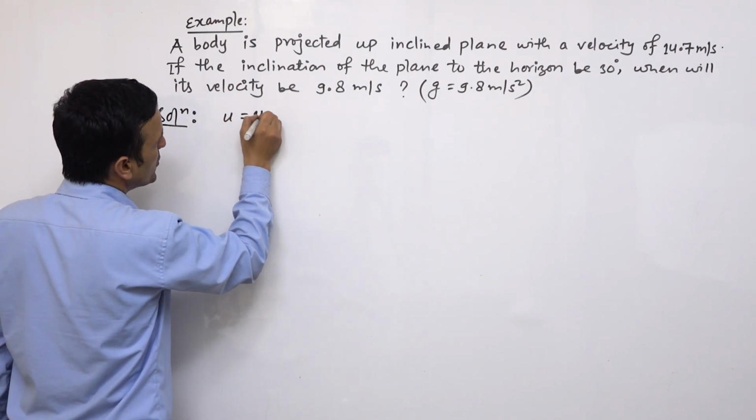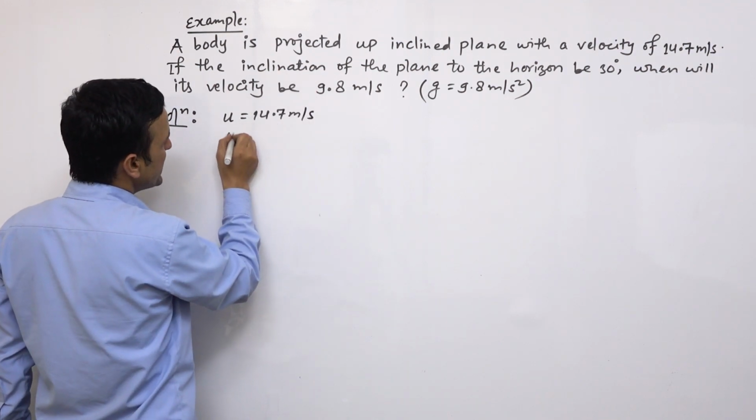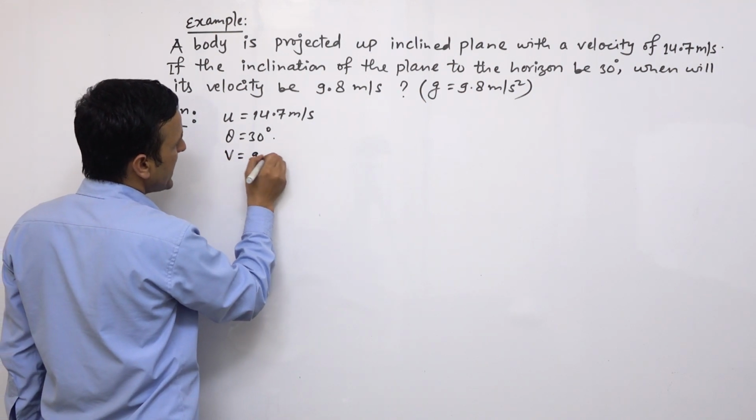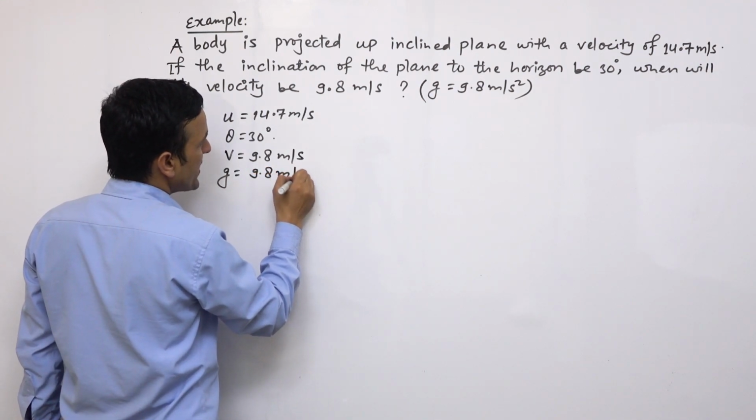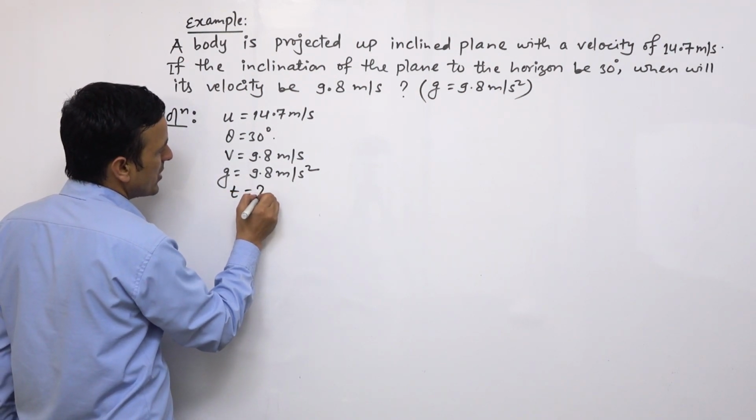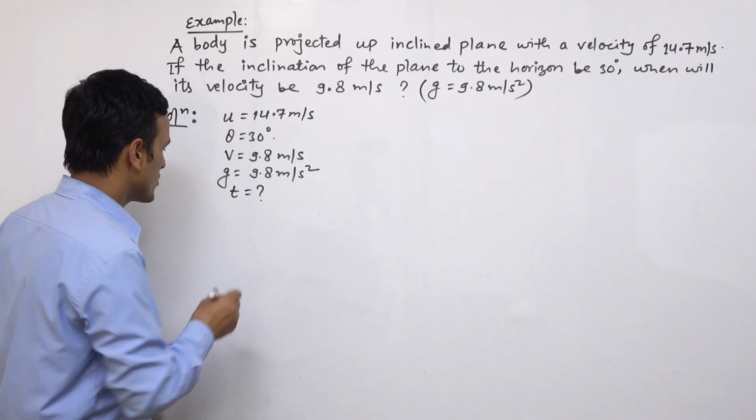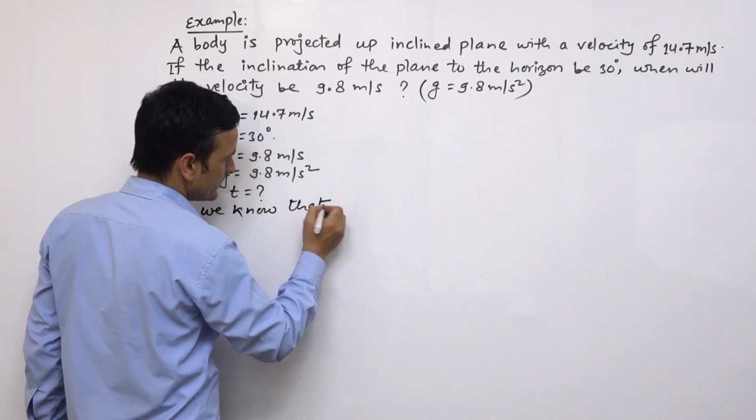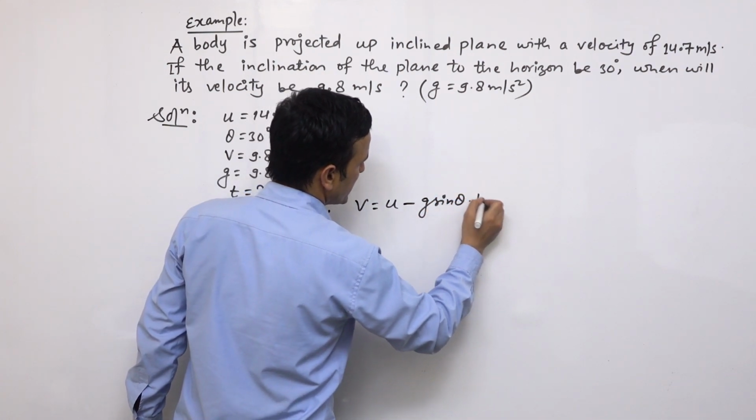So u is equal to 14.7 meter per second, and theta is 30 degree, and final velocity is 9.8 meter per second, and small g is equal to 9.8 meter per second square. Now we have to find the small t. When means it is time. So time is required here. So we can use this formula. We know that v is equal to u minus g sin theta into t.